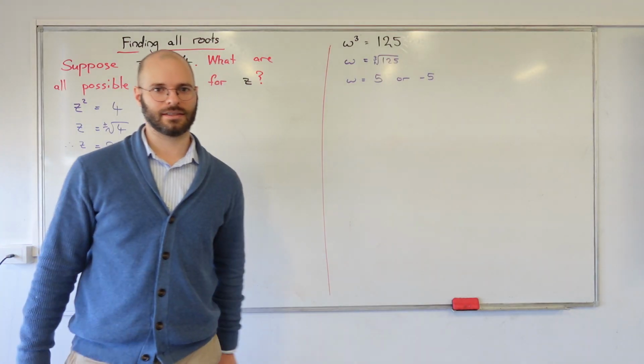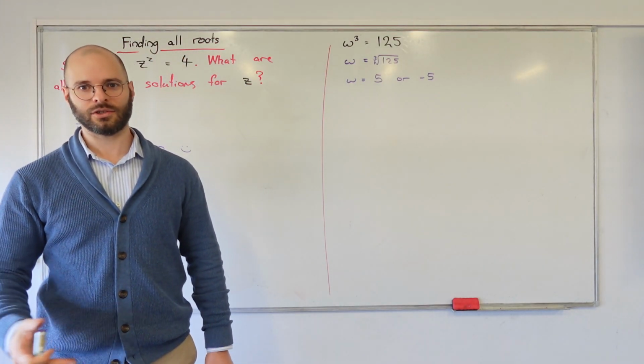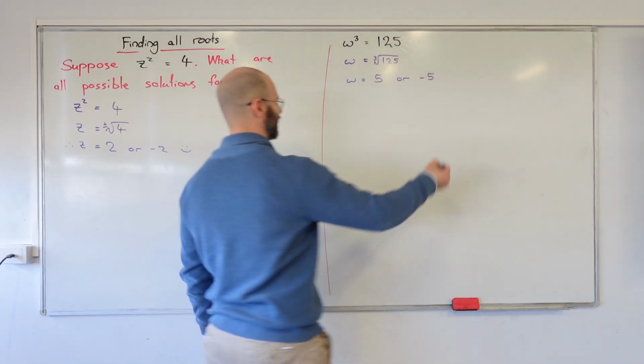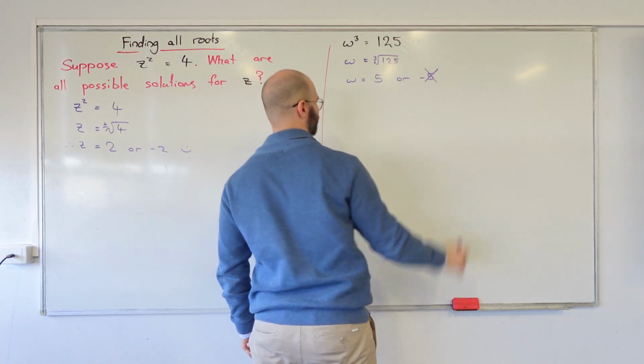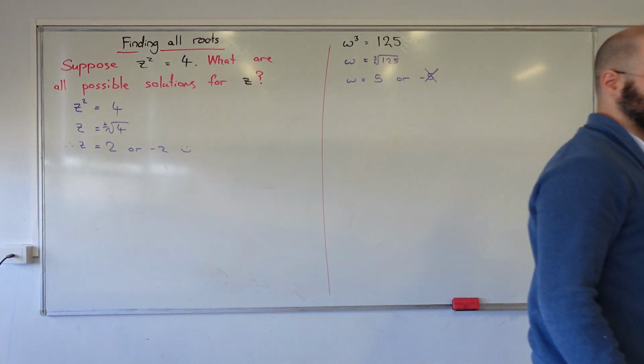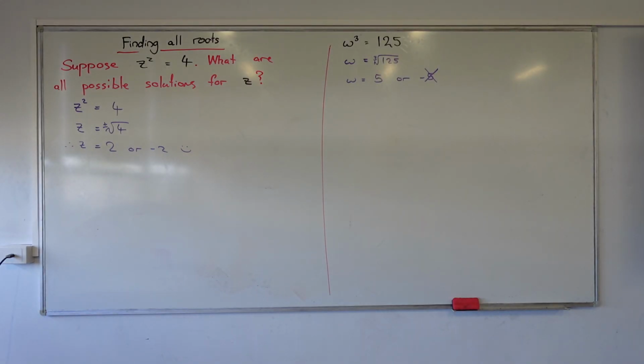I don't know, try it. I don't think it works. You don't think or you know? I know. It doesn't work because that would give us negative 125. So the rule is if it's a cube root, you're only going to get one root.